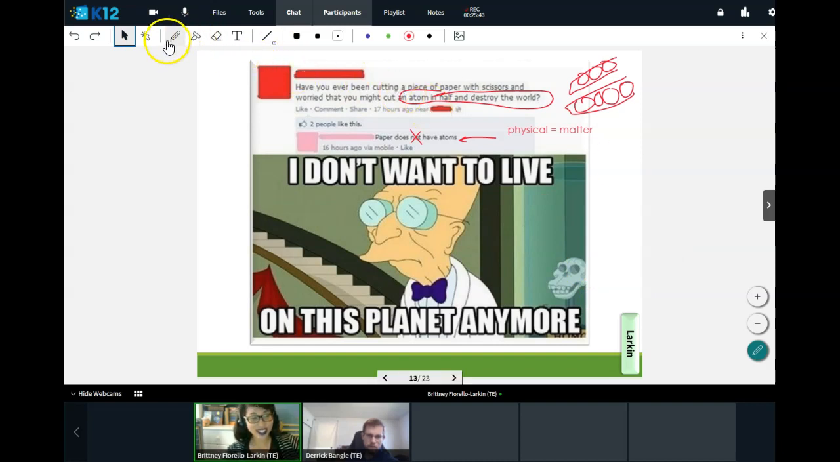So lots of crazy statements here. We know better now. We've learned better here. Paper is made up of different compounds. So again, paper is not on the periodic table of elements, so it's not an individual element. It's going to be made up of many different elements together, like carbon and oxygen together.